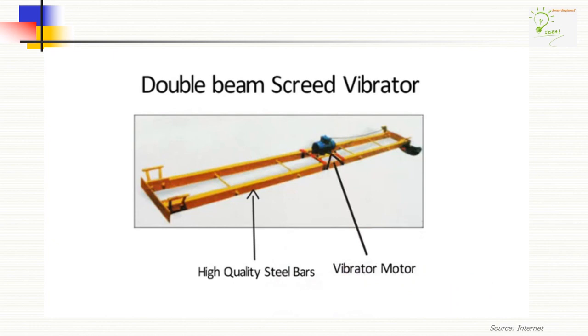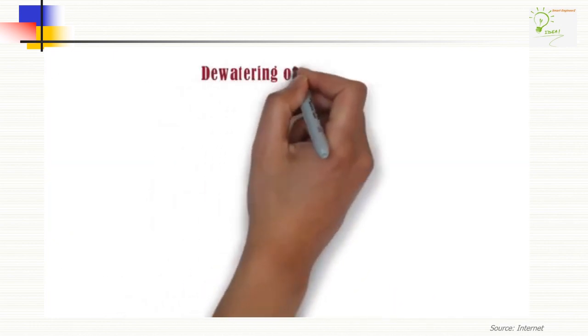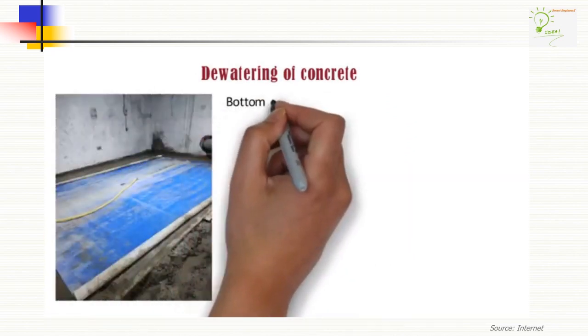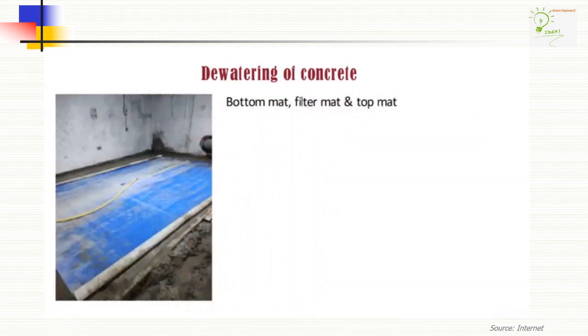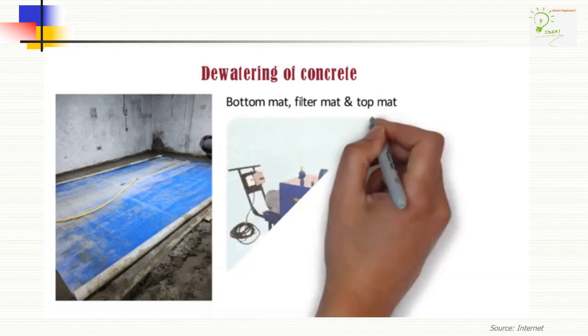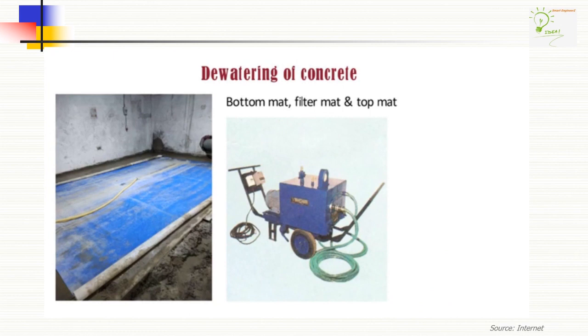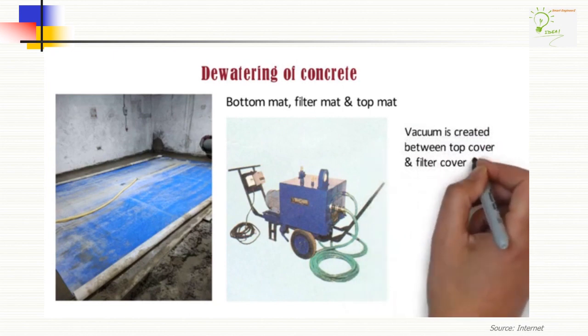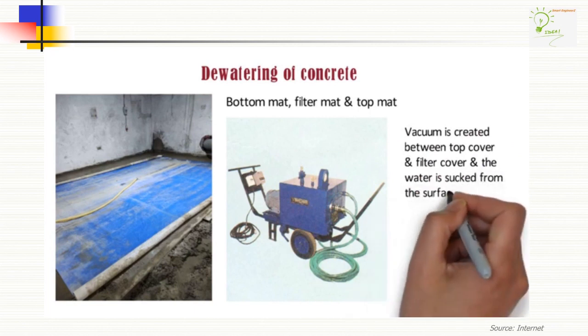All this was up to placing, compaction and proper leveling of concrete. Now the dewatering process starts. For dewatering of concrete, a bottom mat, filter mat and top mat are placed on the concrete surface and connected to a vacuum pump. When the vacuum pump is started, vacuum is created between top cover and filter cover and the water is sucked from the surface of the concrete.